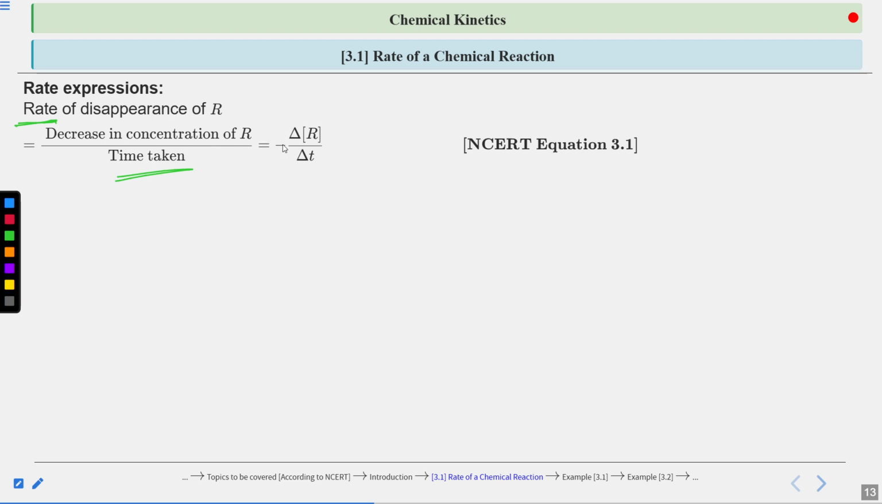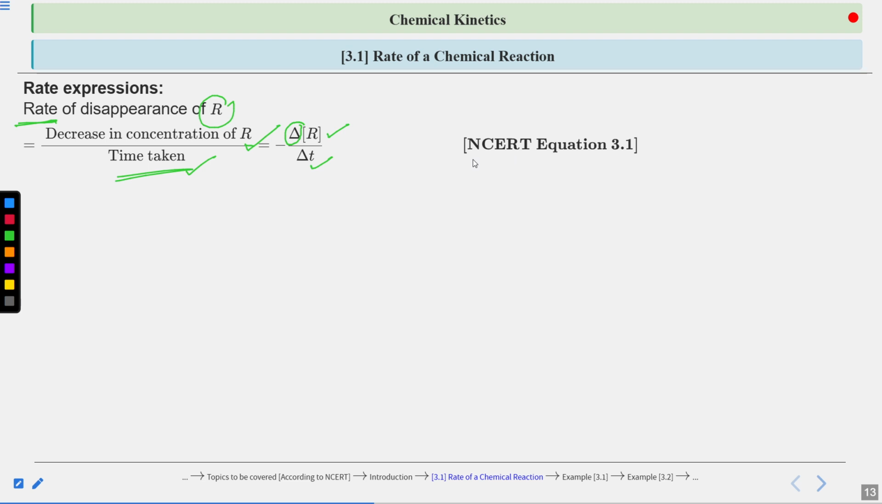Okay, so that will be equal to minus delta R divided by delta T. Delta is representing a small change in the concentration of reactant, and delta T is the change in the time taken. So the rate of disappearance of reactant will be equal to the decrease in the concentration of reactant divided by the time taken in that process.